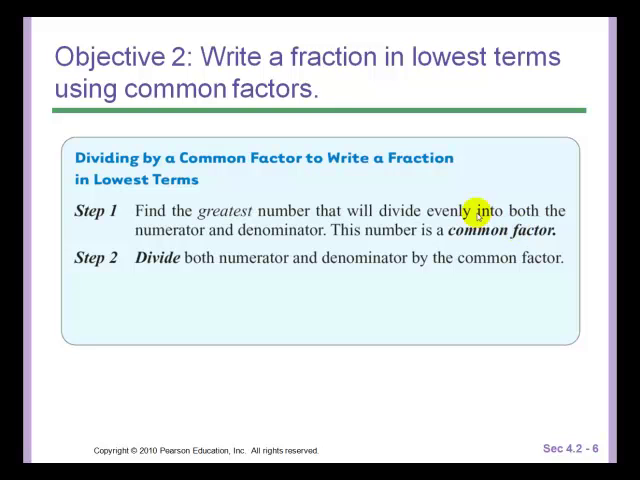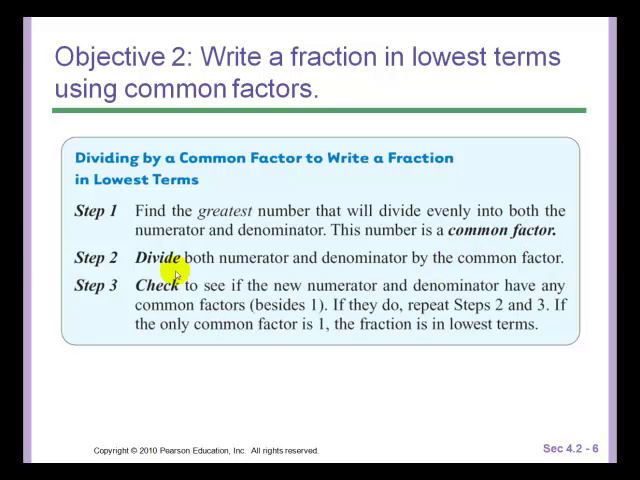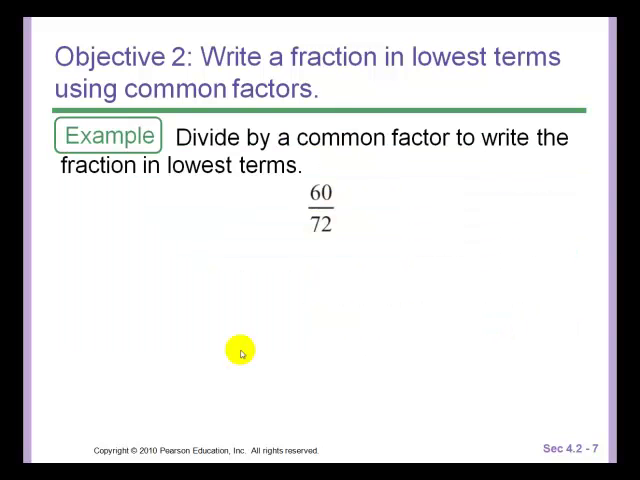Once you have identified a common factor, divide both the numerator and the denominator by the common factor. Then double check to see if the new numerator and new denominator have any common factors other than 1. If they do, then repeat these steps until you have your fraction in lowest terms.